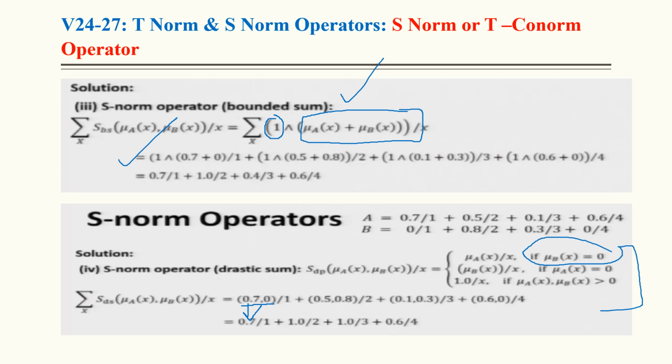So for 0.5 and 0.8, the value is 1 if mu A(x) and mu B(x) are both greater than 0. So this will be equal to 1 because 0.5 and 0.8 are greater than 0. For 0.1 and 0.3, again both are greater than 0, therefore 1. And for 0.6 and 0, again mu B equal to 0, therefore it will remain equal to mu A(x), so it will be 0.6. So these are very simple calculations, we just have to keep the formula in our mind.